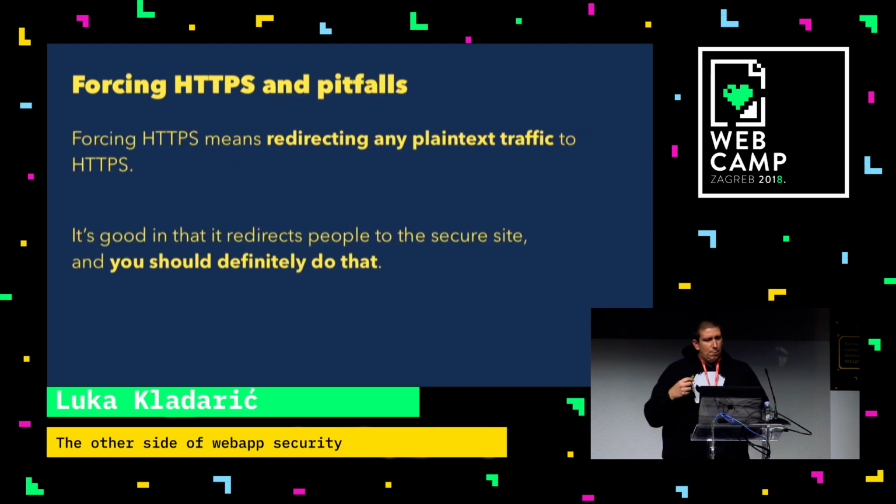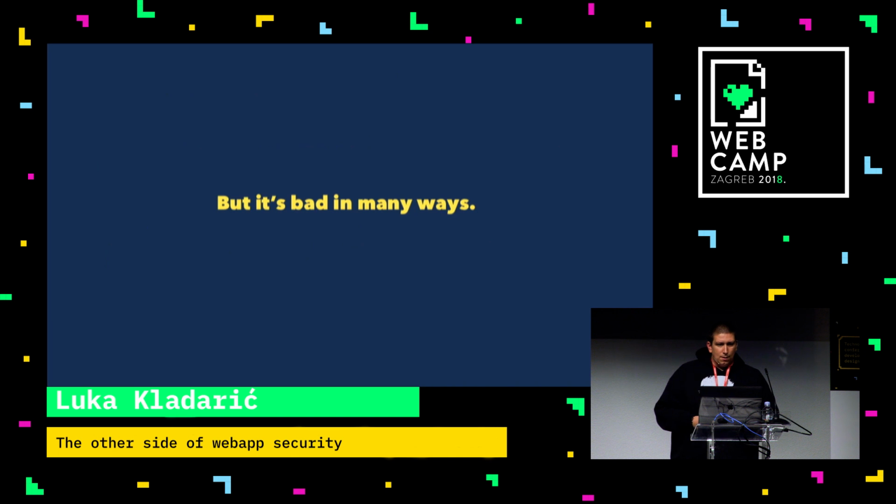So I'm going to talk briefly about forcing HTTPS and its pitfalls. Now, forcing HTTPS means redirecting any plaintext traffic to HTTPS. You should be doing that because people who come to you over an unencrypted network get bumped to the encrypted connection, and that's good. That's what we want. But there's also bad in many ways.